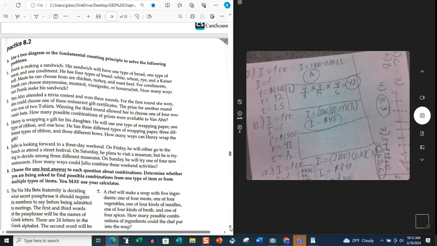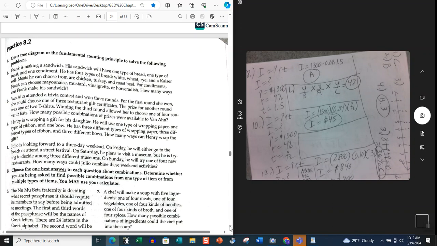Okay, now number 2. Van Odd attended a trivia contest and won 3 rounds. For the first round she won, she could choose one of 3 restaurant gift certificates. The prize for another round was 1 of 2 t-shirts. Winning the 3rd round allowed her to choose 1 of 4 souvenir hats. How many possible combinations of prizes were available to Van Odd?